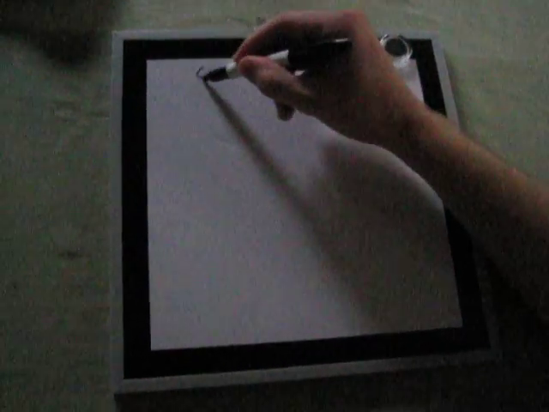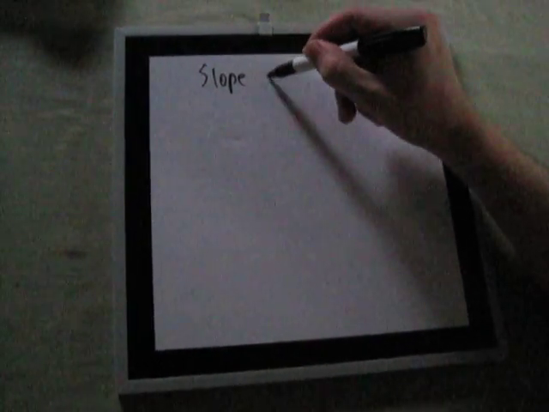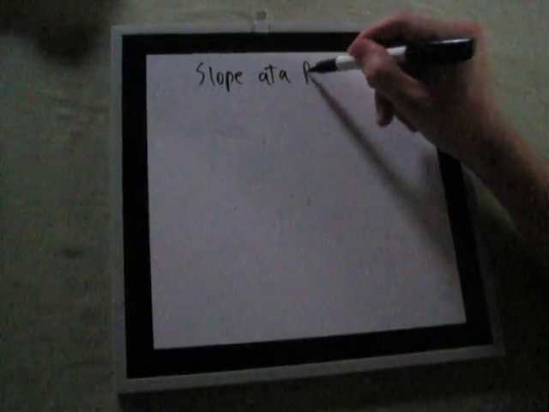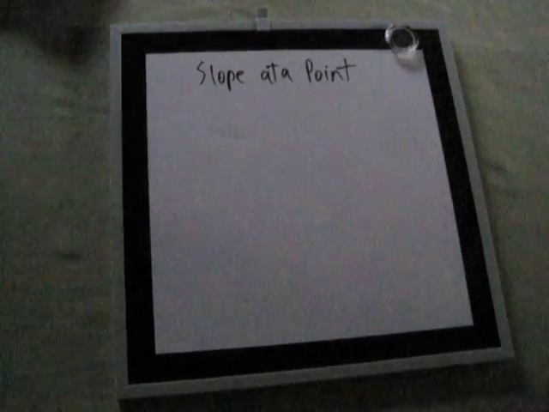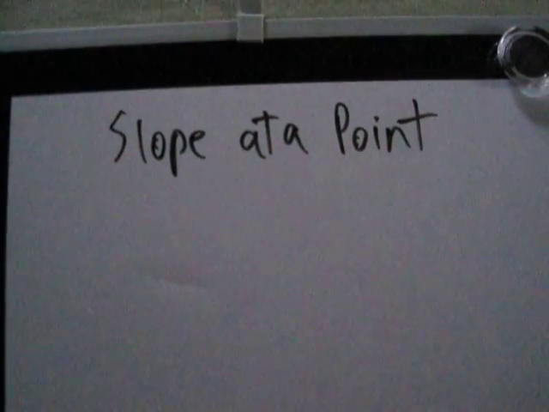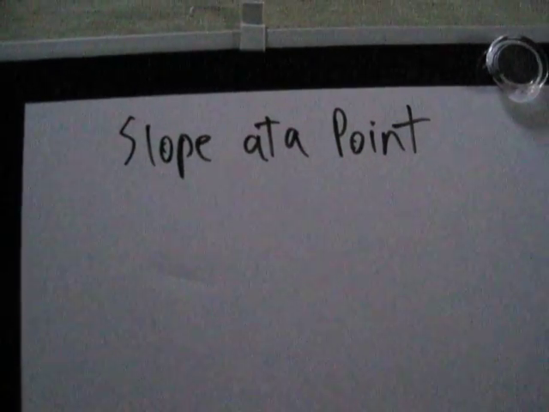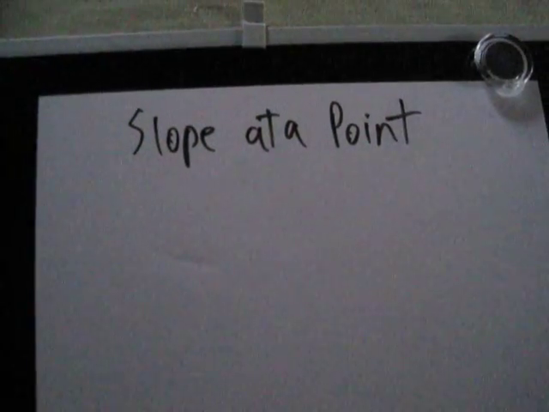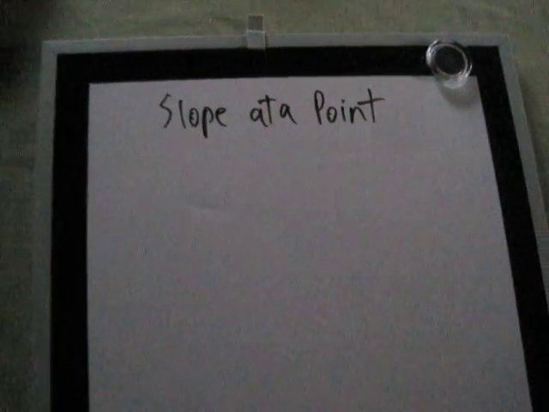We are going to discuss the concept of slope at a given point. And the slope at a given point is the value of a function's derivative at the given point, because a function's derivative is its rate of change. So we're going to give a couple examples of graphs.